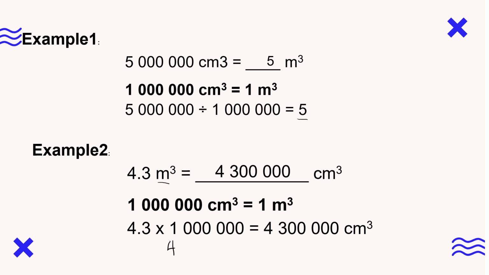So, kung mag-multiply tayo, 4.3, bilangin natin ng 0 ng 1 million, we have 6. So, move lang natin itong decimal point going to the right ng 6. 1, 2, 3, 4, 5, 6. Then, dagdagan nyo na 0. So, as is. Parehas yan na magiging answer. Same as magdi-divide tayo, katulad ng number 1. Kapag magdi-divide tayo ng 5 million divided by 1 million, dahil ilan yan na 0, pwede na natin yung i-cancel. So, cancel. So, 5 divided by 1 was 5.